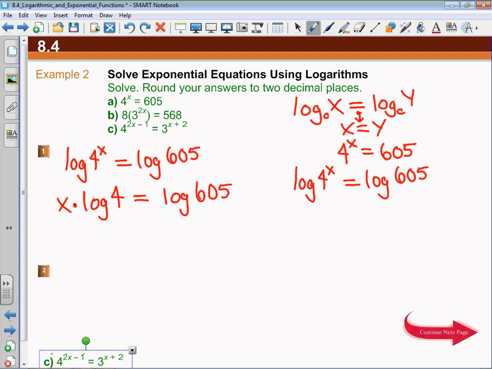And now, because log base 10 of 4 is a number, right? It's whatever exponent I would need to put on 10 to get 4, so between 0 and 1 for sure, we can treat it as a number. So I can divide both sides by it, and what I get is that x is equal to log base 10 of 605 divided by log base 10 of 4.